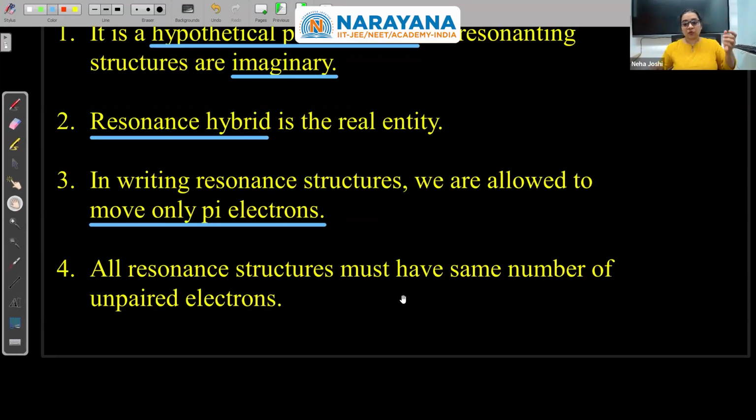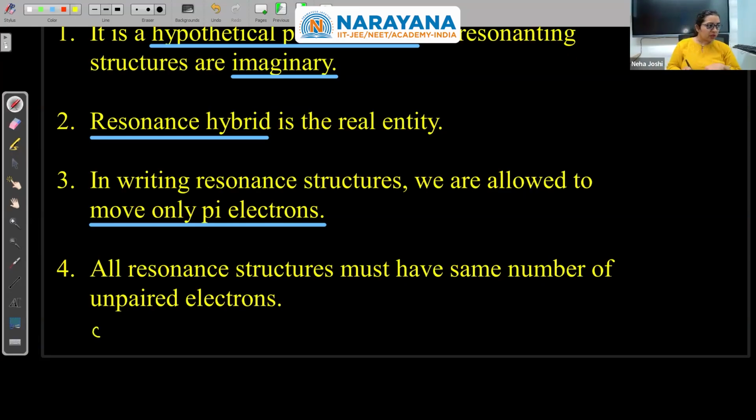What I want to say is, resonance is a theory, an imagination, but an imagination will be accepted by other scientists or the scientific world only when it is able to explain real phenomena, right? It is not possible that you speak any random lie and it will be accepted. It is about how realistically you can present your theory. So, why is this point important, that they should have the same number of unpaired electrons?